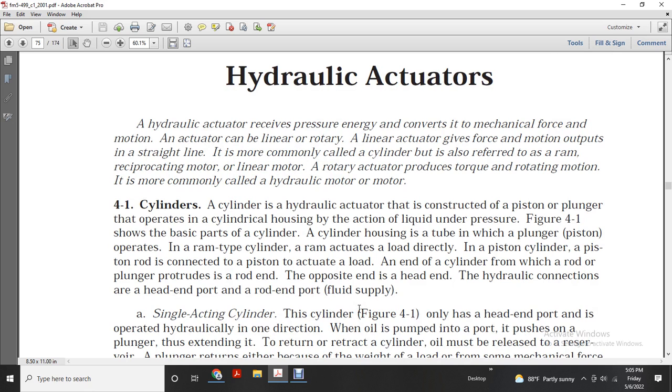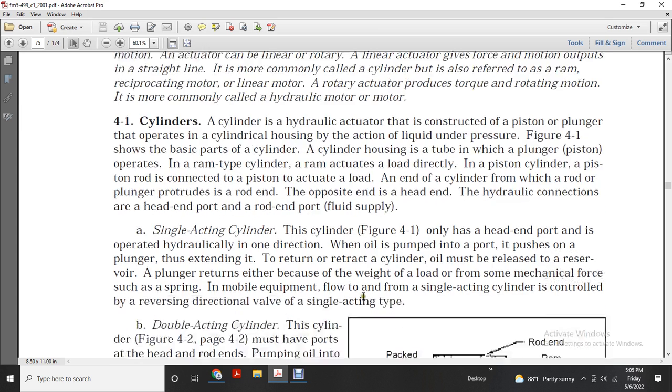Cylinders. A cylinder is a hydraulic actuator constructed with a piston or plunger that operates in a cylindrical housing by action of a liquid under pressure. Figure 4.1 shows the basic parts of the cylinder. The cylinder housing is a tube in which the plunger or piston operates. A ram-type system actuates the load directly with the piston. In a cylinder, a piston rod connected to the piston actuates the load. The end of the cylinder from which the rod or plunger protrudes is the rod end. The opposite end is the head end. The hydraulic connections are the head end port and the rod end port, for the fluid supply.